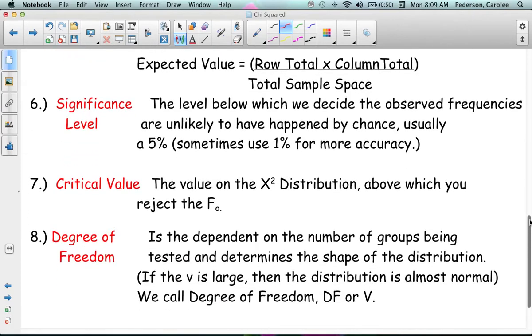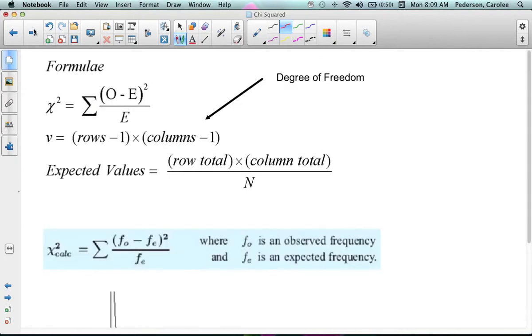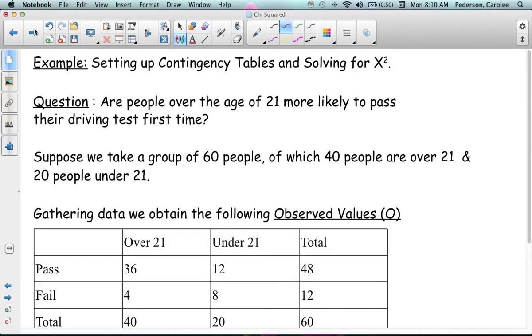Then there's a thing called the significance level. A lot of times we go with a 5% significance level. We'll talk about that later. Critical value, we'll show you in a graph, and then degree of freedom is with a formula. So just some quick things here for you. All right, there's that formula we talked about. So here's our example.